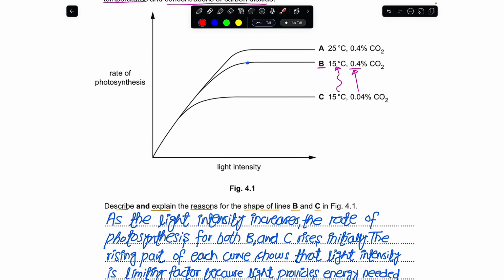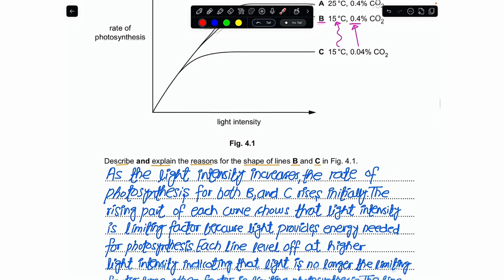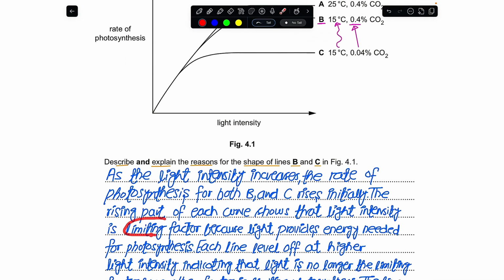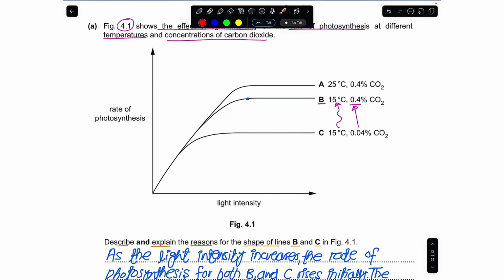We would say in terms of description that as the light intensity increases, the rate of photosynthesis for both B and C rises initially. But in the rising part of the curve, whether B or C, the light intensity is acting as a limiting factor. And we have to explain that light provides energy which is needed for the photosynthetic process.